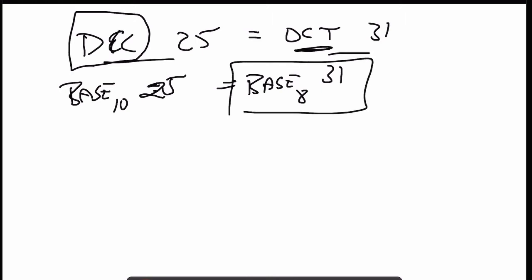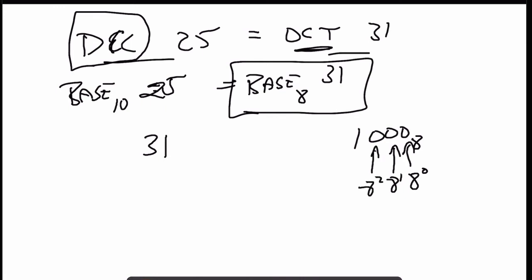So let's think about base 8. 31 in base 8. Well, let's do 1,000 in base 8. That little 8 down there means base 8. That would be 8 to the 0. That would be 8 to the 1. That would be 8 to the 2. And that would be 8 to the 3. So what looks like 1,000 to us in base 8 is 512 in base 10.